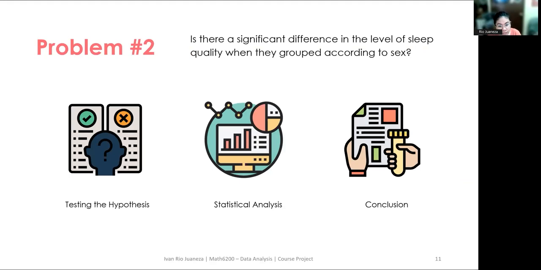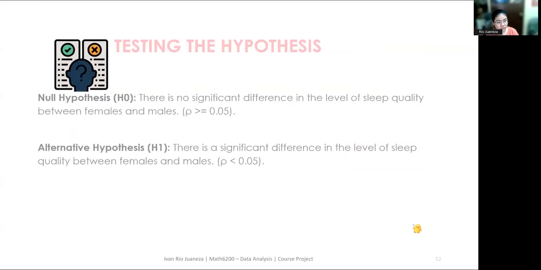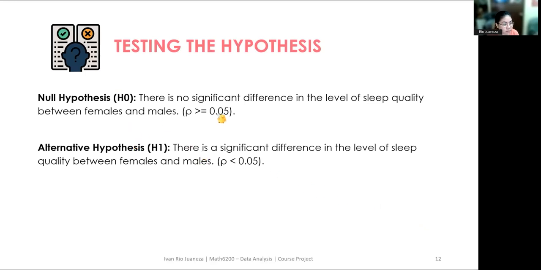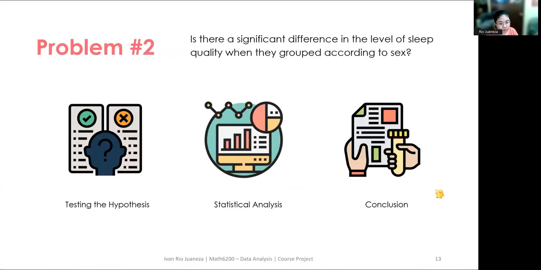Okay, the next problem is whether there is a significant difference in the level of sleep quality when respondents are grouped according to sex. So applying the steps we have used earlier, we will now formulate our hypothesis. For the null hypothesis, there is no significant difference in the level of sleep quality between females and males if the p-value is greater than or equal to 0.05. And for the alternative hypothesis, there is a significant difference in the level of sleep quality between females and males if the p-value is less than 0.05.